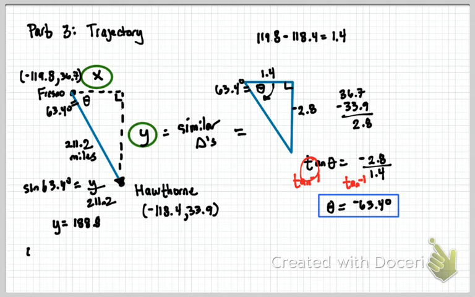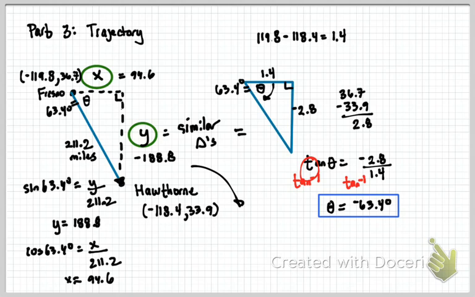And then you do the same thing with cosine. Cosine of 63.4 is equal to x over 211.2. So this side would be x, which is 94.6. So this distance here, x, is equal to 94.6, and my y is negative 188.8. So now you have your components.